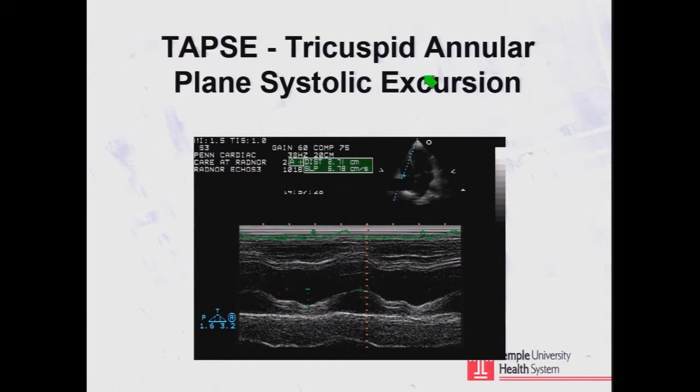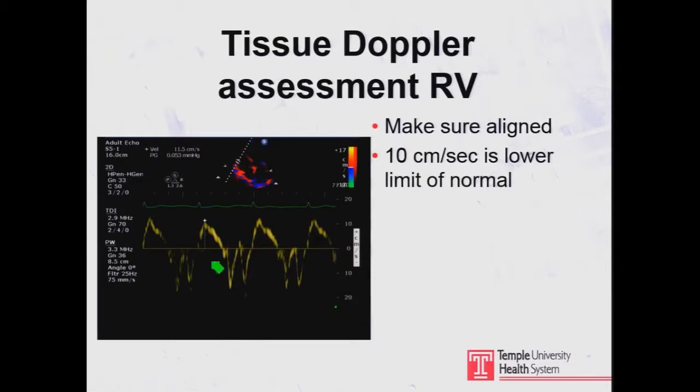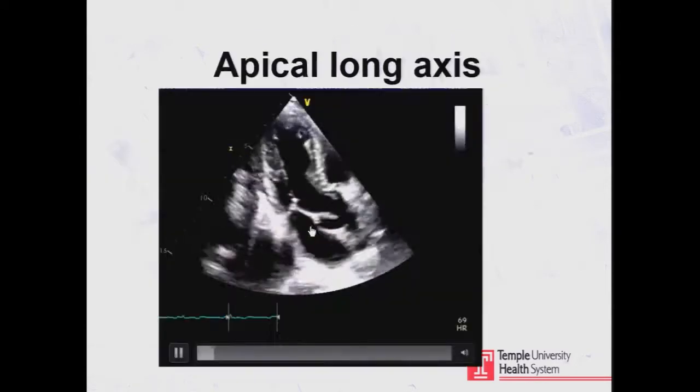Tricuspid annular plane systolic excursion, or TAPSE, we put the M mode cursor through the tricuspid annular plane and then measure the tricuspid excursion. 1.7 in the RV document published by ASE is the lower limit of normal. And tissue Doppler, again, 10 centimeters per second is the lower limit of normal. You can measure the RV velocity, and this is helpful in cases where you're trying to decide the RV is dilated, but is the function normal or not.